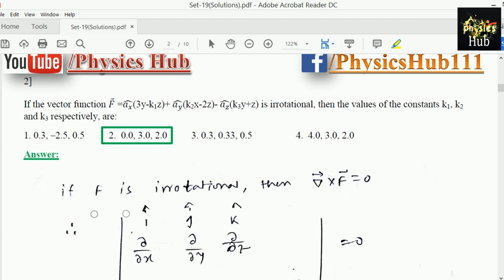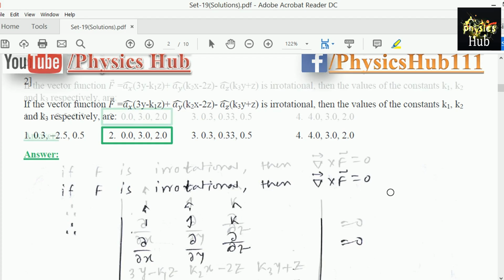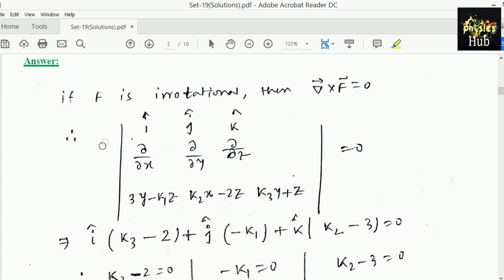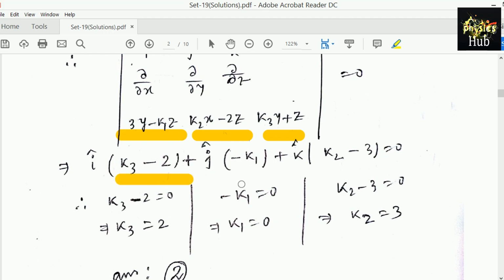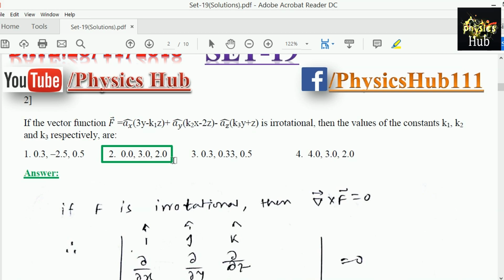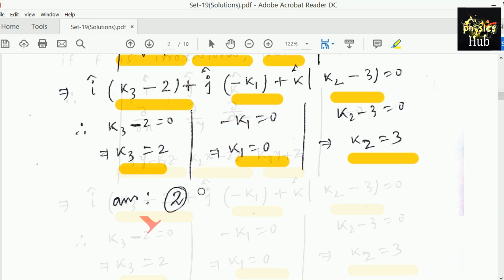So if f is irrotational, then curl of f is 0. Now we have just used the formula to formulate curl. So i cap j cap k cap, i cap j cap k cap, del del x, del y, del del z, then the x component, y component and z component, and that should be equal to 0. So what we got, this is equal to 0, this is equals to 0 and this is equals to 0. On doing that, we get k1 equals to 0, k2 equals to 3 and k3 equals to 2, and it is matching with option 2. So option 2 is the correct option.